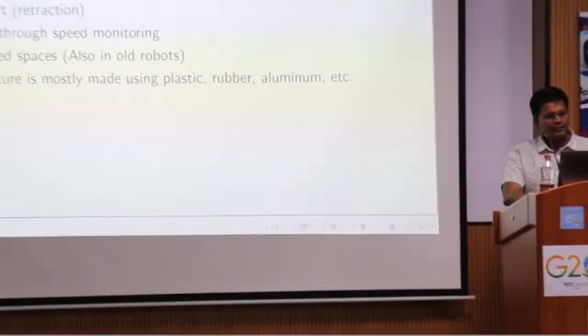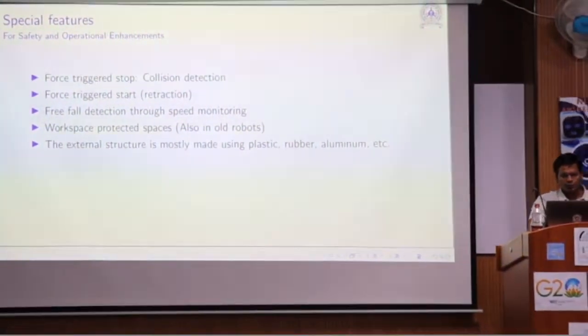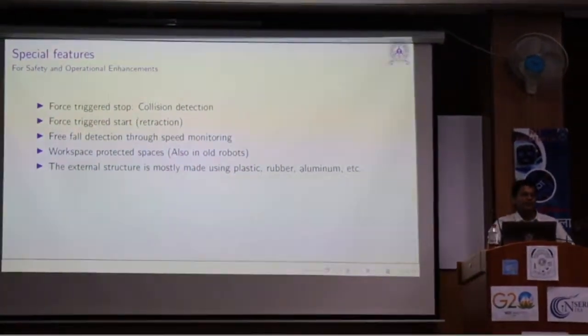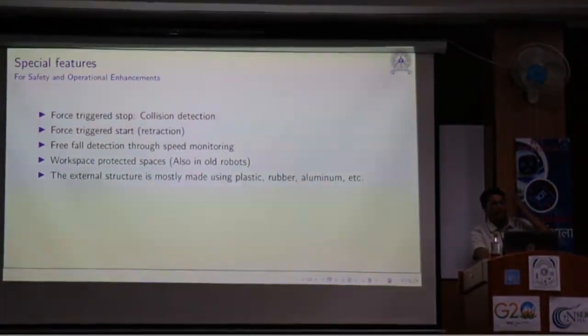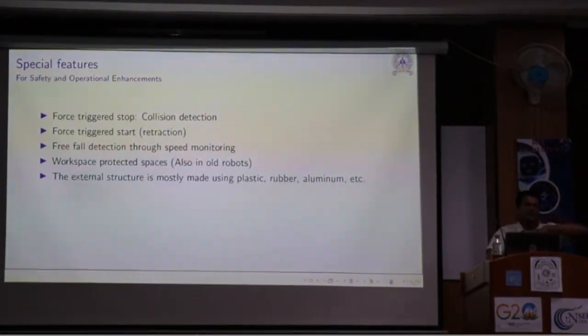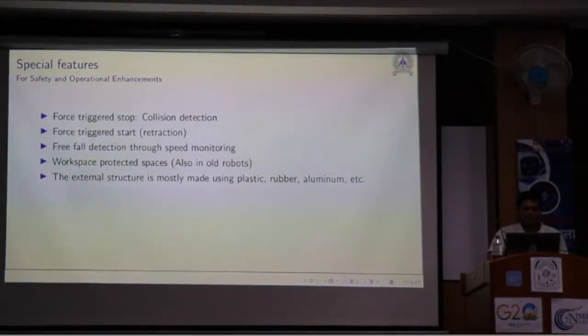Okay, and the external surface is mostly made of plastic. Mostly these kinds of robots are made with a plastic exterior surface, so that the least amount of damage can happen. Rubber or lightweight aluminum structures are there, so as to reduce the moment of inertia and any momentum causing damage. Okay, so that is there. They may have additional sensors to detect a human in the proximity, if at all any, yes.